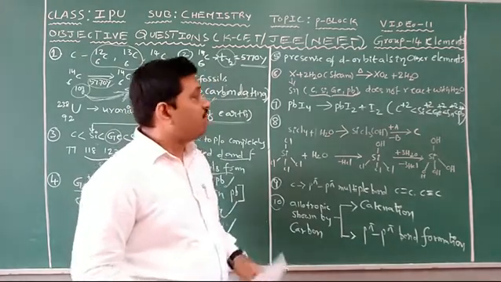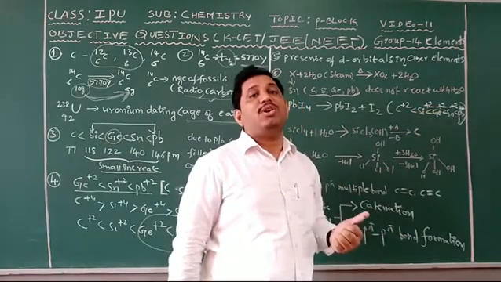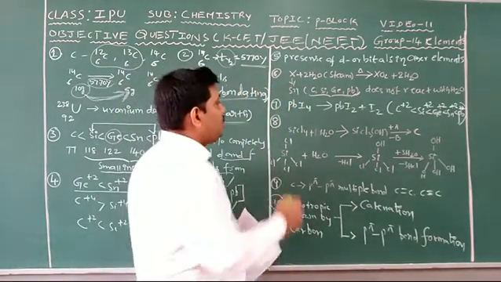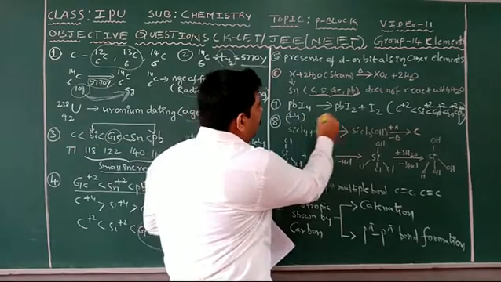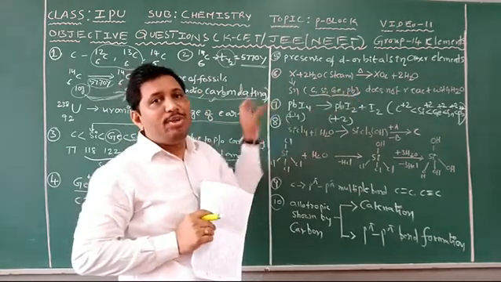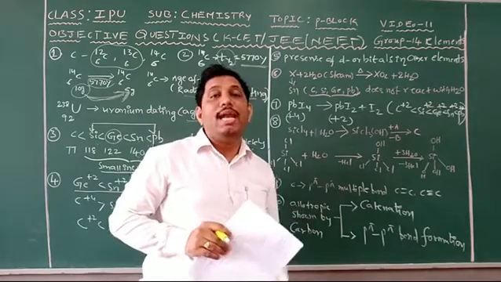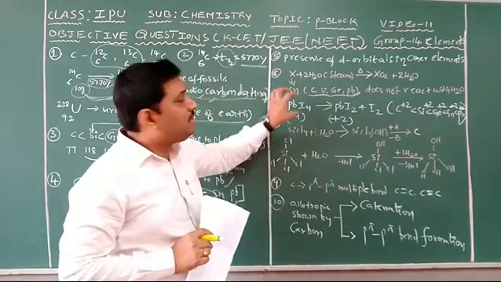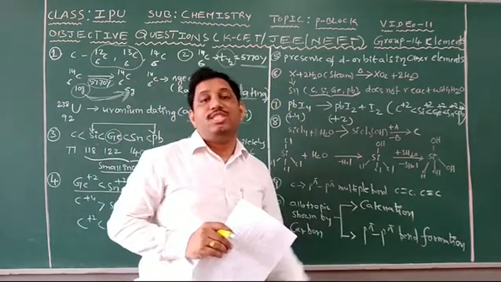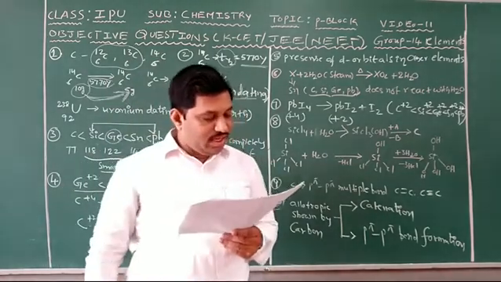Just now we discussed that down the group, plus 2 oxidation state stability increases. Lead is more stable in the plus 2 oxidation state and less stable in the plus 4 oxidation state. In lead tetraiodide, the oxidation state is plus 4; in lead diiodide, it is plus 2. The plus 4 form readily converts into the plus 2 form because lead is more stable in plus 2 than plus 4 due to the inert pair effect. Hence, lead tetraiodide does not exist. It is highly impossible. Option A is the correct answer.